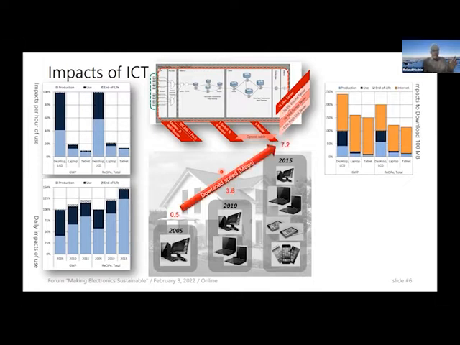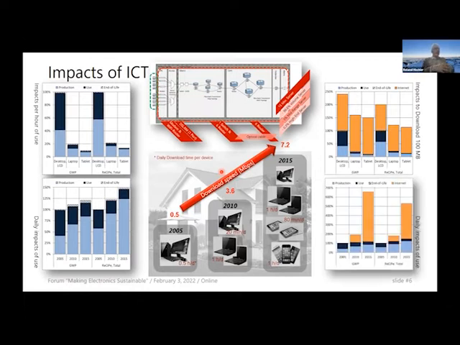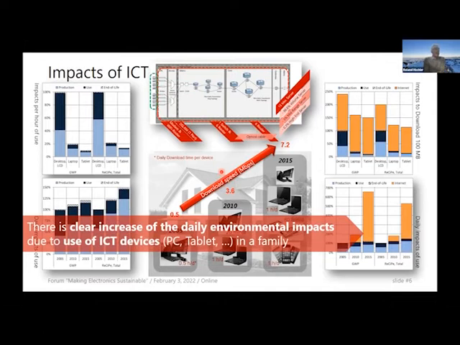And if I combine all these and we take into account that the download speed increased, that we are more mobile, more looking onto other devices today than we did in the past, overall, we come then to the conclusion that there is a clear increase of the daily environmental impacts due to the use of ICT devices in a family, this model family that we used here, but also in other configurations.